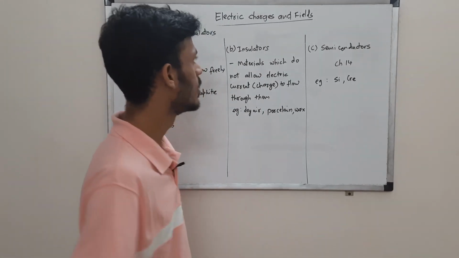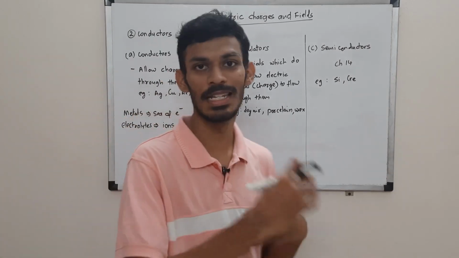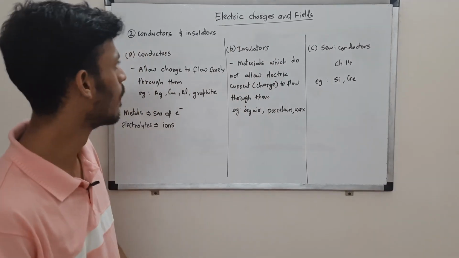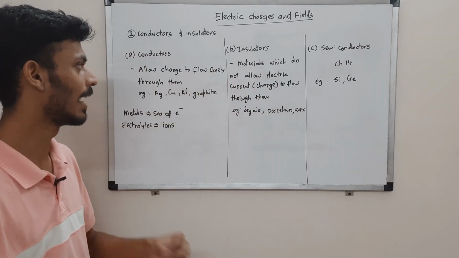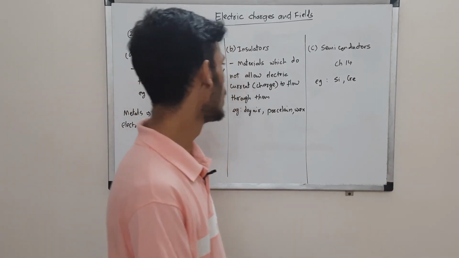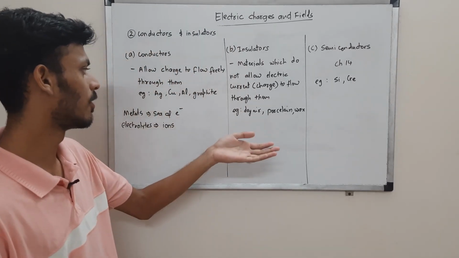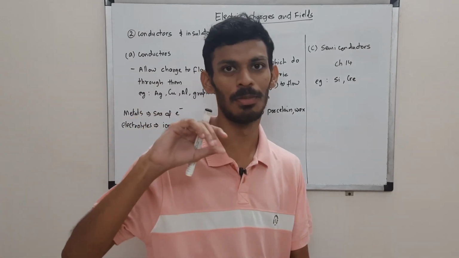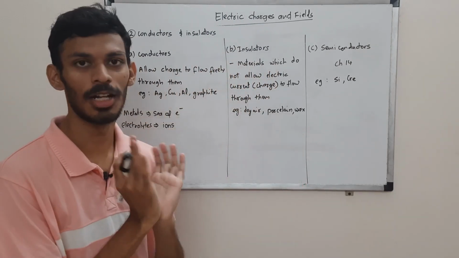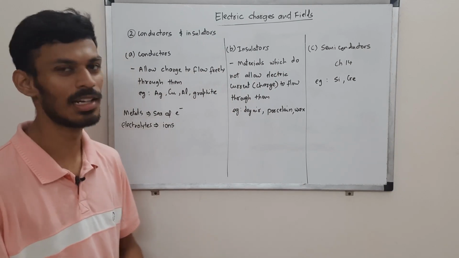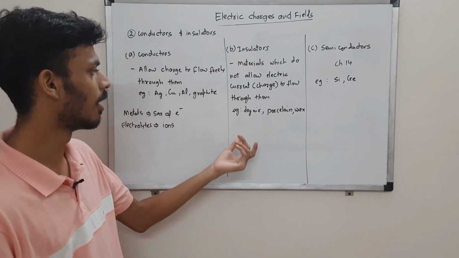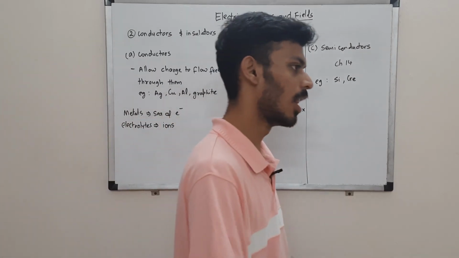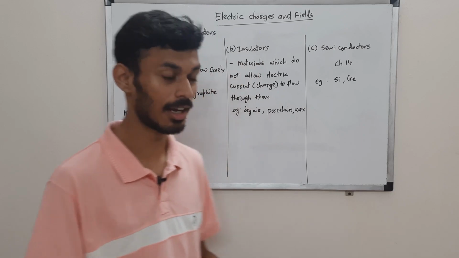Let's come to insulators. Insulators will also be referred to as dielectrics as we proceed to the next chapter onwards. These are materials which do not allow electric current to flow through them. You can have n number of examples like rubber, porcelain, wax. Porcelain is used for a water bath, you might have used it in chemistry. You can add your own examples. Basically, materials that do not allow electric current or charge to flow through them.